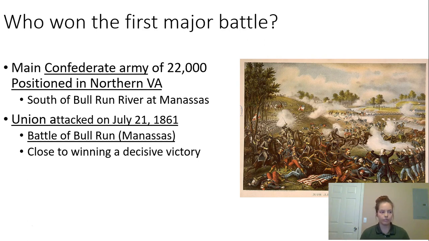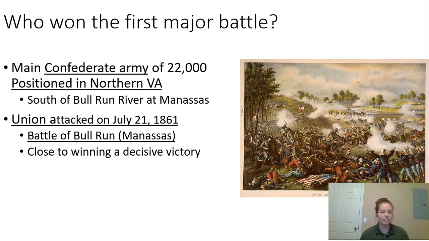So when we come to Civil War battles, they oftentimes have two names, in that the Union is going to identify their battles as whatever geographical distinction is closest. And so we've got a river, Bull Run, hence the Battle of Bull Run. And the Confederacy, they're going to name their battles after the nearest town, hence the Battle of Manassas.